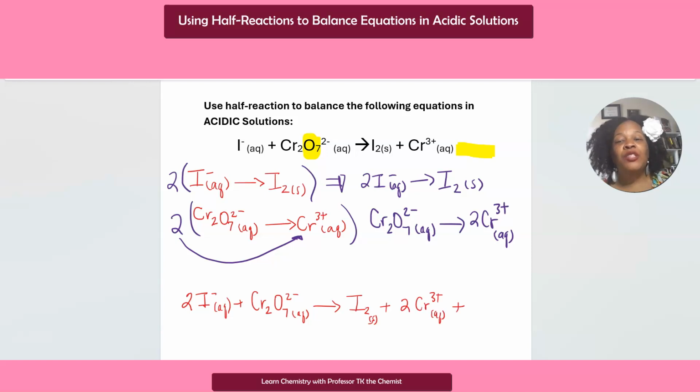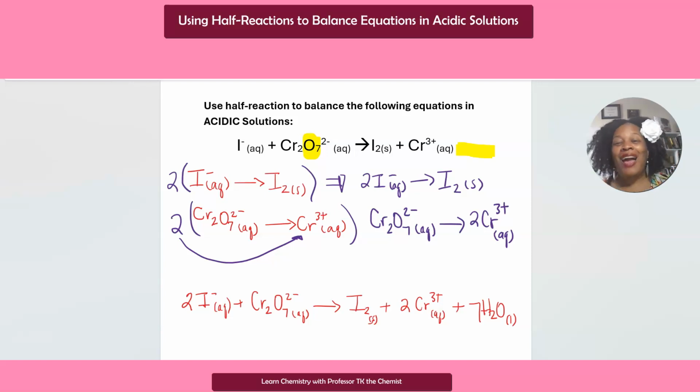Now, in this case, because we have 7 oxygens on the left, we're going to have to add H2O, yes, liquid form, but we're going to add 7 right there to illustrate the 7 oxygens from the left side that need to equal the 7 on the right side. Now, as a result, that means we're going to include hydrogens.